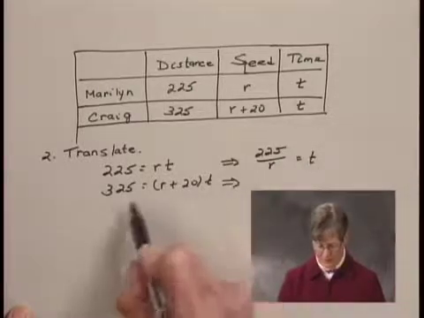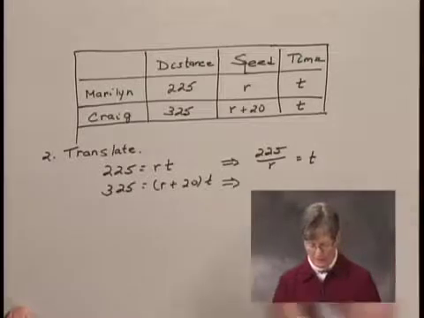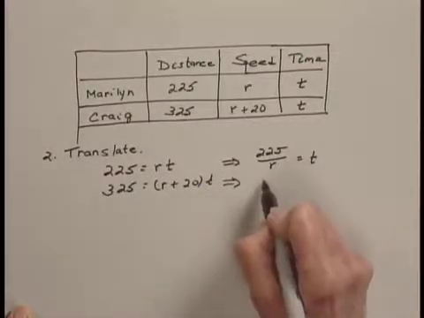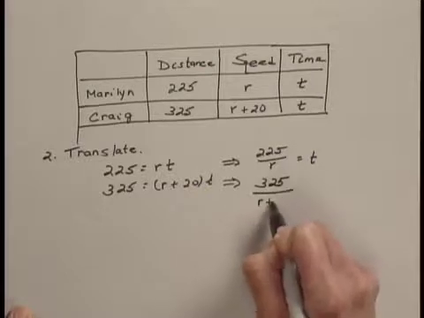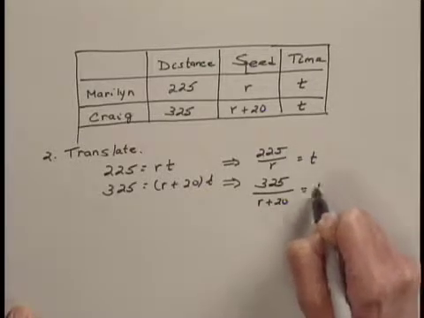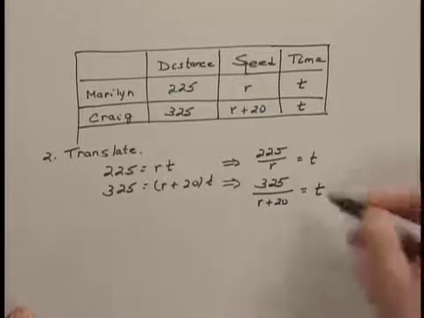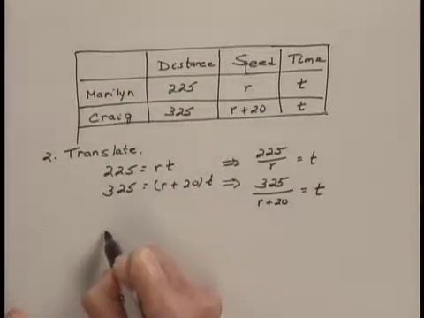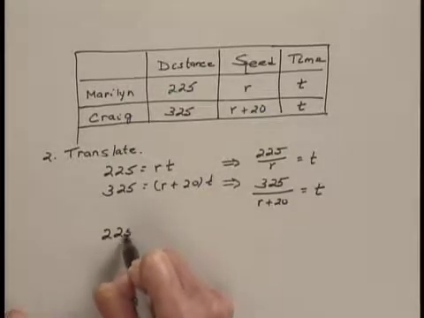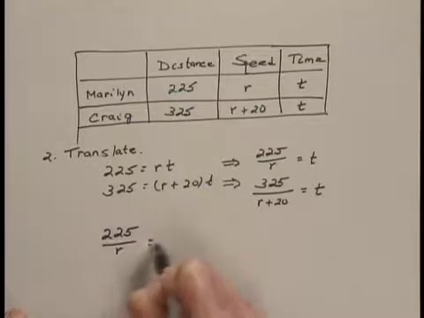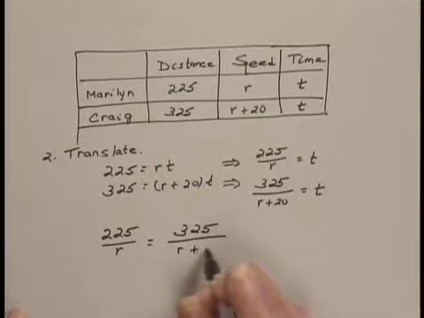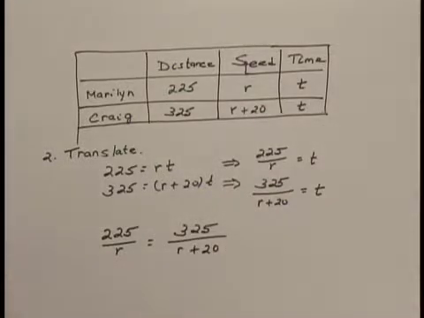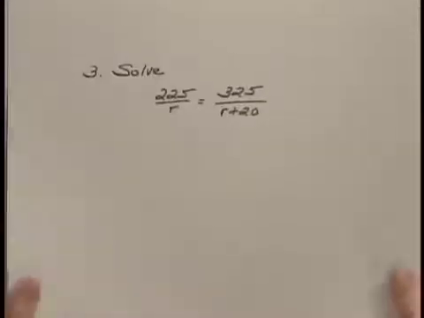And since 325 is equal to R plus 20 times T, if we divide both sides by R plus 20, we get 325 over R plus 20 is equal to T. And again, we said the times are the same. So that tells us that we can write the equation 225 over R equals 325 over R plus 20. And this is the equation that we want to solve. Let's go to the third step of the process and solve it.